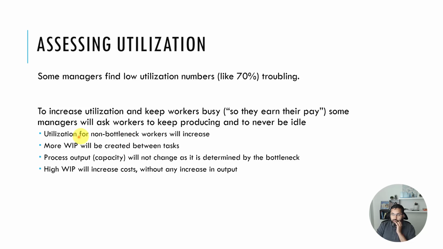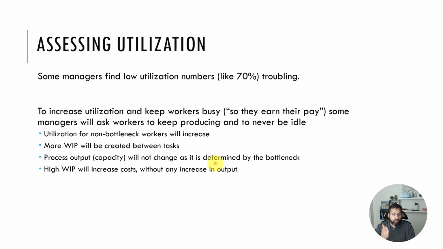Okay, so utilization for non-bottleneck workers will increase, especially those before the bottleneck, but it will just create more WIP. You're not going to get more output at the end of the process. At the end of the process, output is still limited by the bottleneck, but you just get a lot of WIP between stages. Process output will not change, as it is determined by the bottleneck. High WIP, creating a lot of WIP between tasks, is not good. It increases cost without increasing the output of the process. So you're still outputting the same 12 units per hour, but your cost went up because you have such high WIP, and so you're less profitable now.